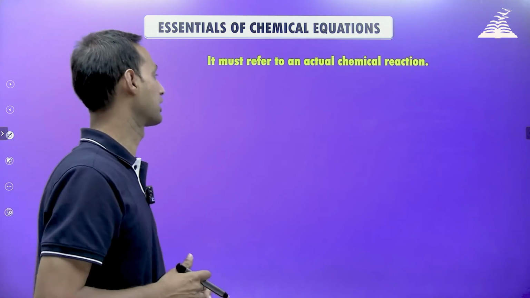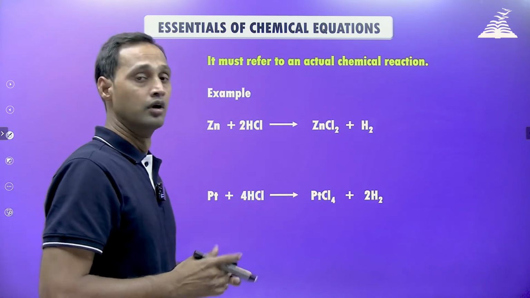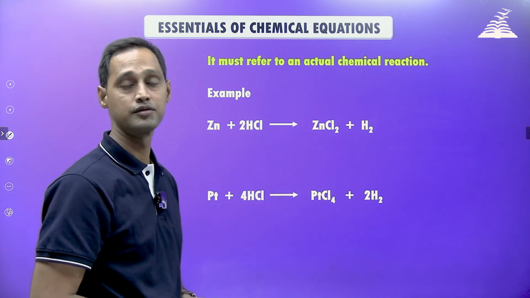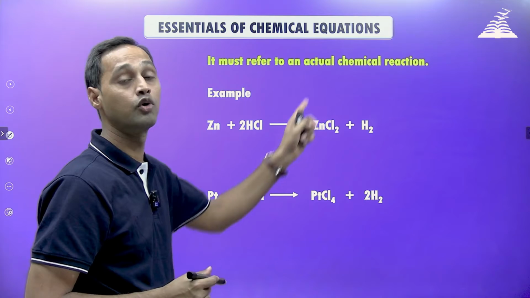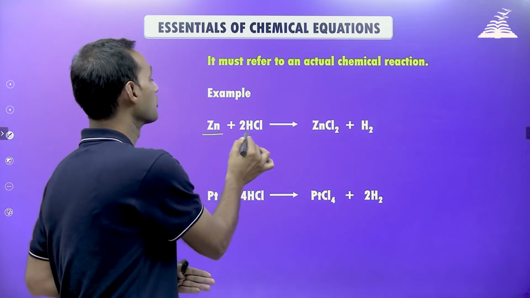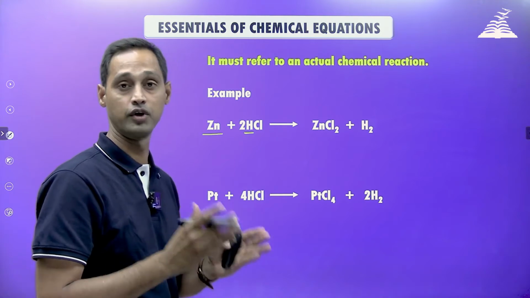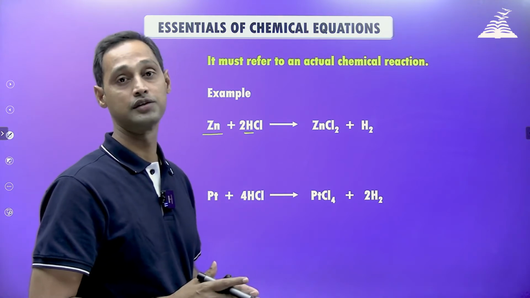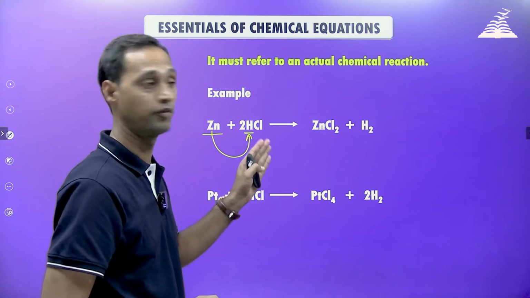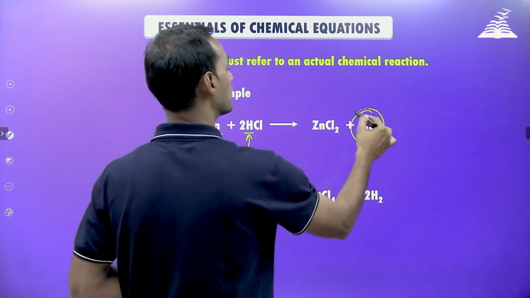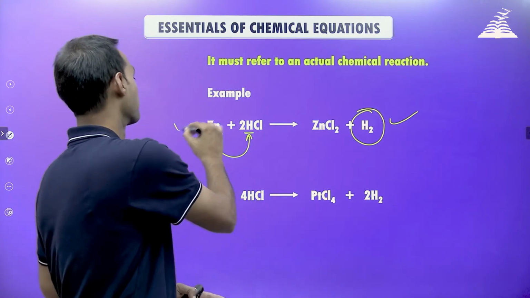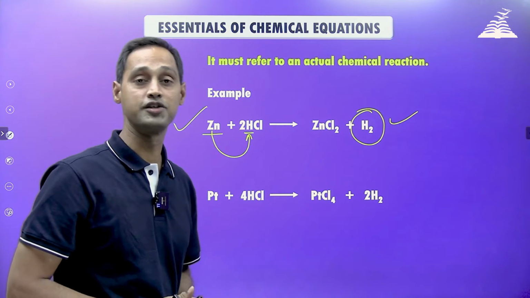Let's take an example. Reaction of zinc with hydrochloric acid to give zinc chloride and hydrogen gas. Does it represent a true chemical change or not? We have to check. Zinc is more reactive than hydrogen. We need to refer to the activity series of metals. Zinc is more reactive, so zinc can replace hydrogen from hydrochloric acid, and it can give hydrogen gas, and zinc chloride is formed. Yes, it is representing a true chemical change.